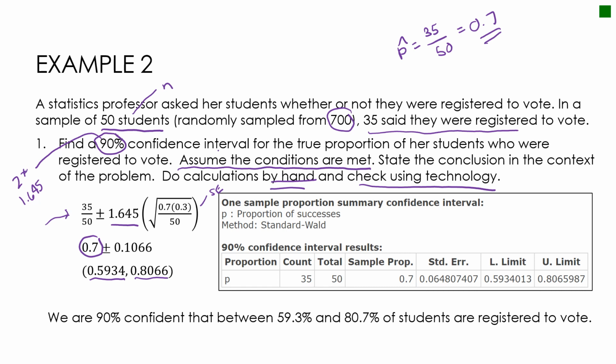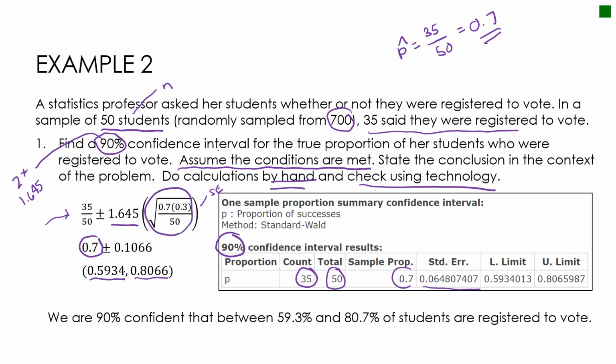And then I go into StatCrunch, I do stat, proportion stats, one sample with summary. I enter in the 35 out of 50 and make sure I choose a 90% interval because that's what they asked for, and then click compute, and everything else is calculated for me. So notice they're giving me the standard error, which should match up to what I got in here, but it's always best to double check.